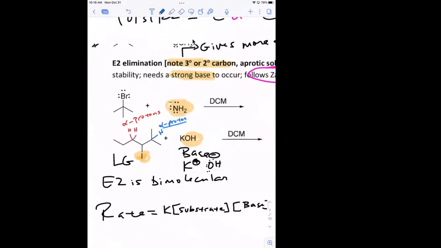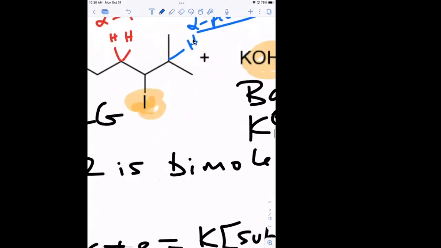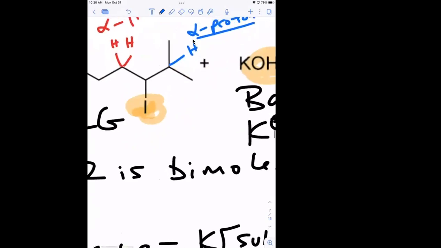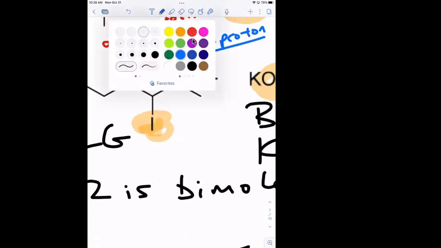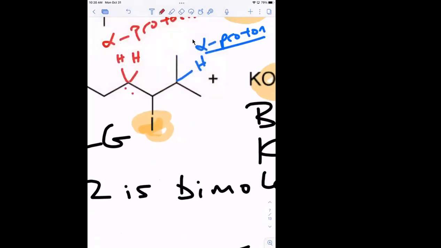Right, because that leaving group has a carbon to the left and to the right. Both protons are equally, I don't want to say equally accessible, but both are reactive. So what that means is that if I eliminate, and I'm going to show you the arrows too, so don't panic about that. But if I eliminate here, I'm going to put a double bond right there.